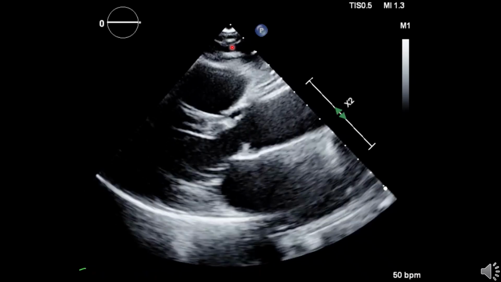From the right ventricle, you have the interventricular septum, and then the left ventricle and left ventricle posterior wall. Right here is the left atrium. You can see the mitral valve here opening in diastole, and the aortic valve opening in systole into the aortic root. The left ventricle is filling here in diastole and squeezing or contracting during systole.